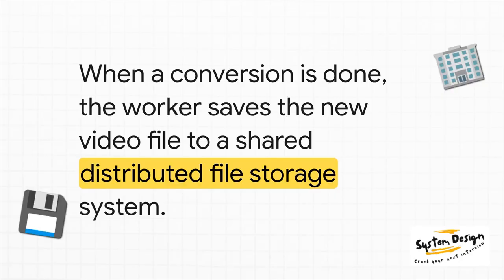Now, this is where the system gets really, really efficient. Once a worker finishes converting its video file, it doesn't try to send that huge file all the way back to the manager. I mean, can you imagine the traffic jam that would create? No way. Instead, it takes the finished product and places it in a giant shared digital warehouse. Basically, a massive hard drive in the cloud that everyone can get to. We call this distributed file storage.